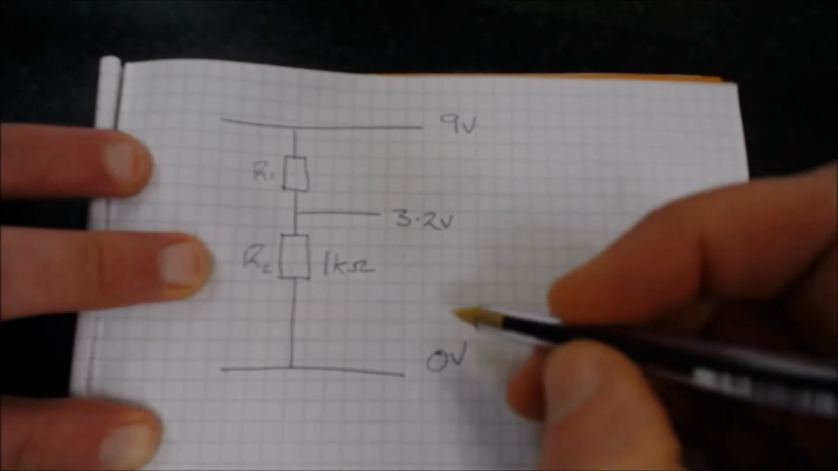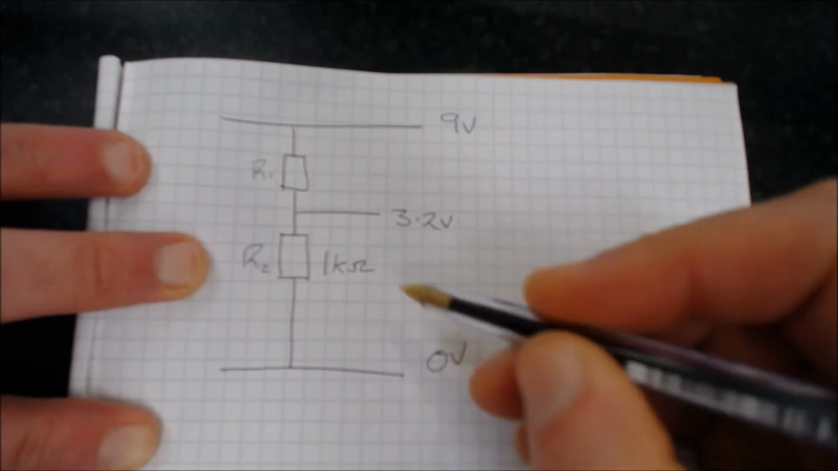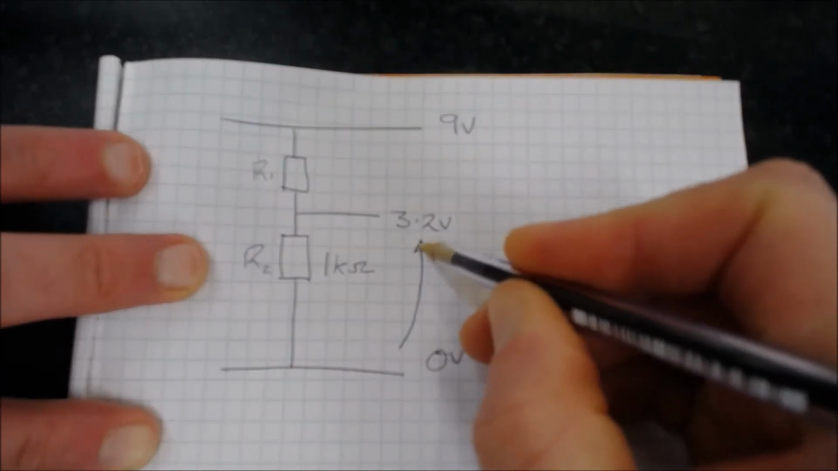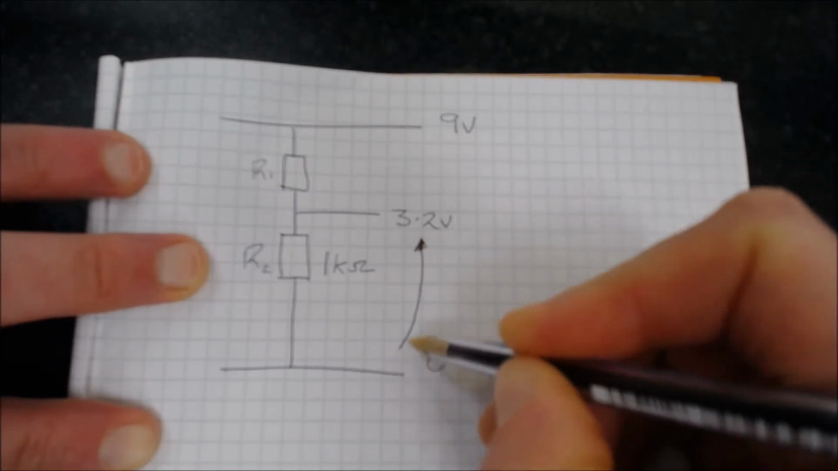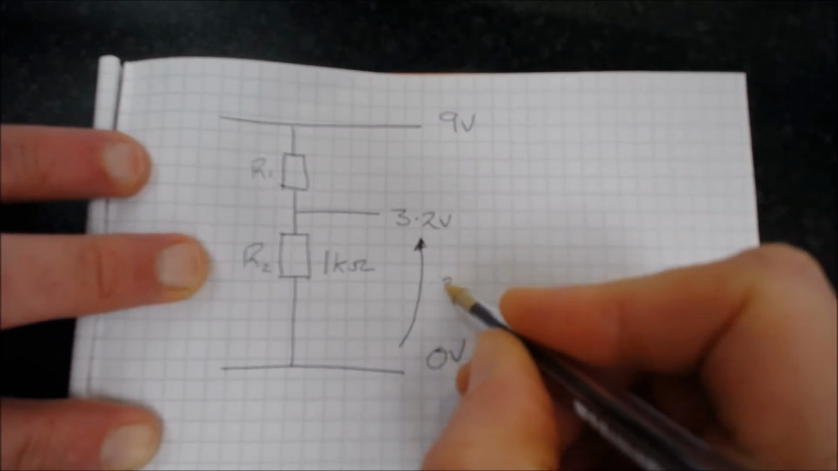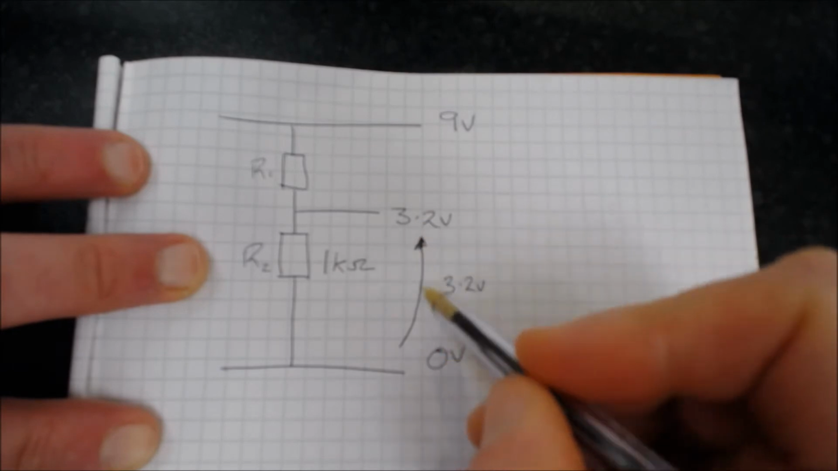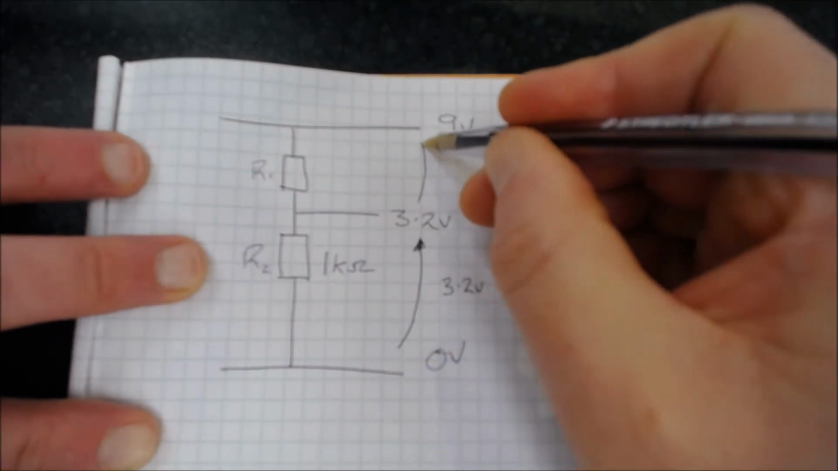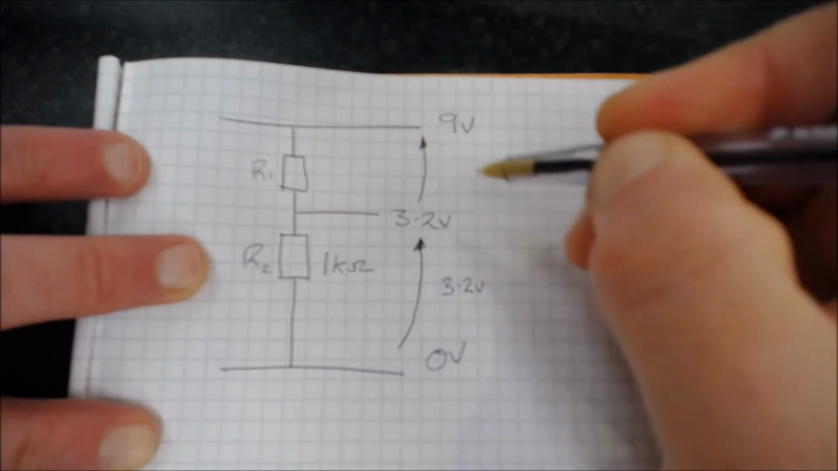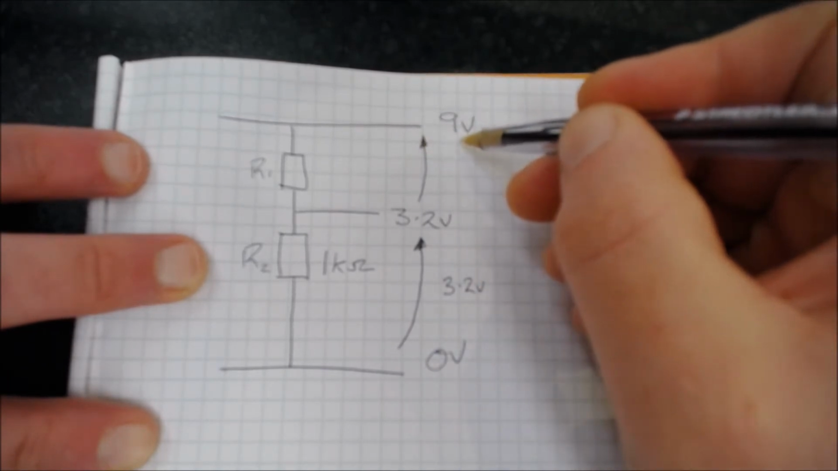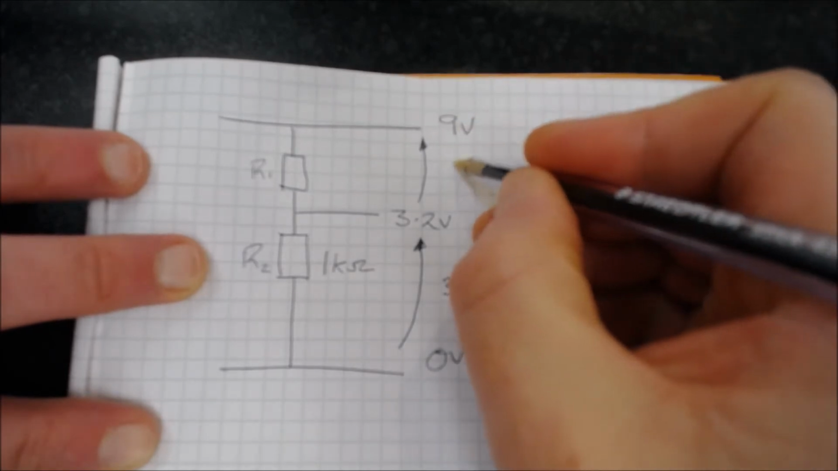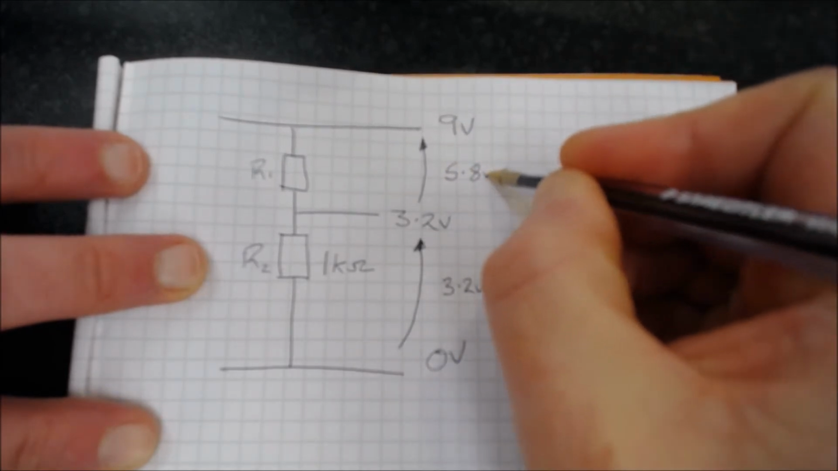We need to understand that this is a voltage divider, and the voltages are dropped from one point to the other. So at the moment, from 0 volts up to this point, we have 3.2 volts dropped across that 1K resistor. Now, because the voltages have to add up to the supply voltage, the remaining voltage has to be dropped across there. So 9 volts take away the 3.2 would be 5.8 volts.